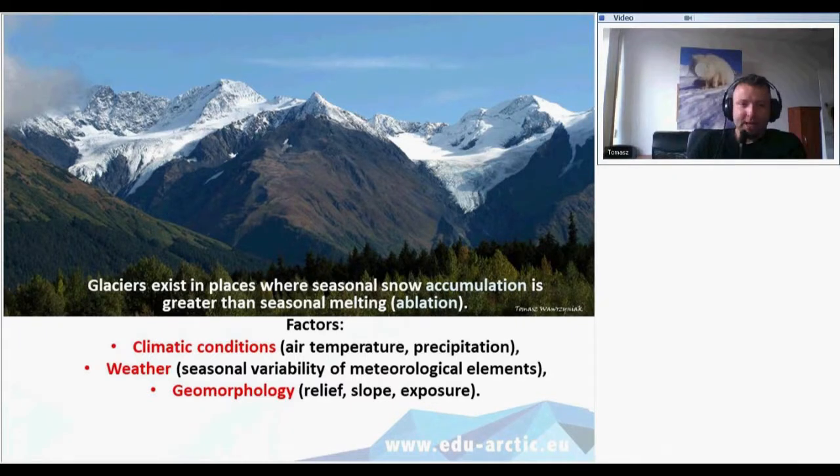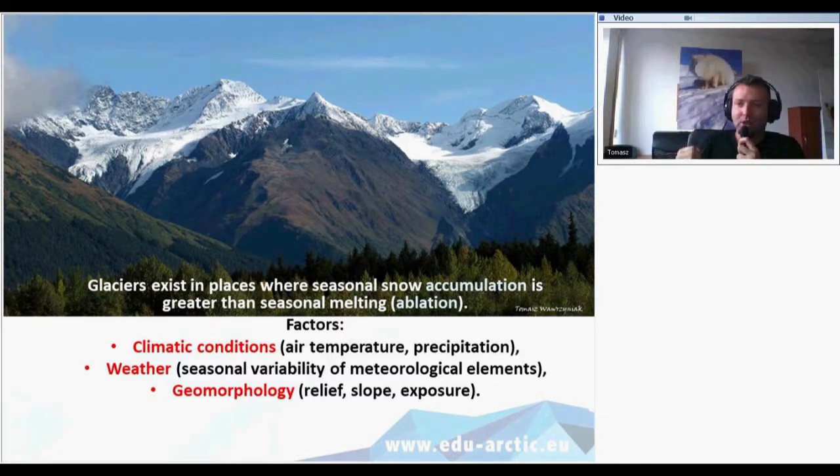But where can we observe glaciers? They exist in places where seasonal snow accumulation is higher than seasonal melting, called ablation. And the main factors for glaciers to exist are climatic conditions, such as air temperature and precipitation. So the air temperature has to be low. The precipitation has to appear as snow, so there will be snow accumulation.